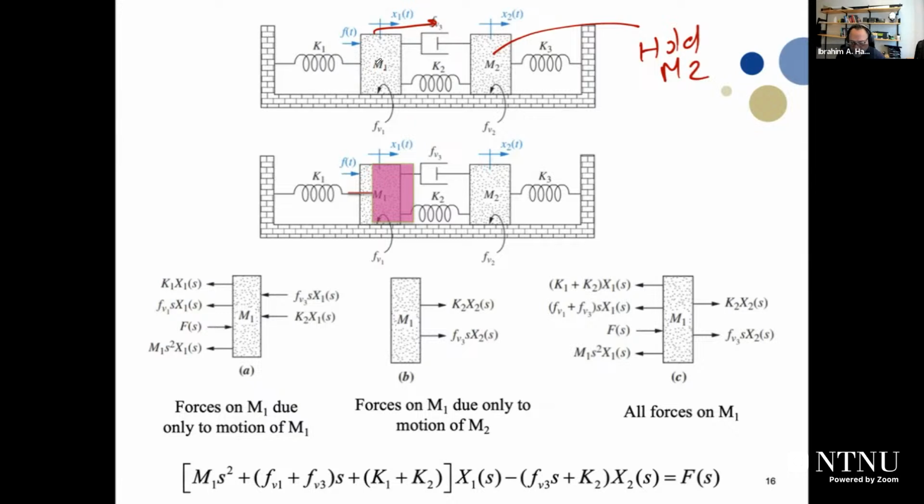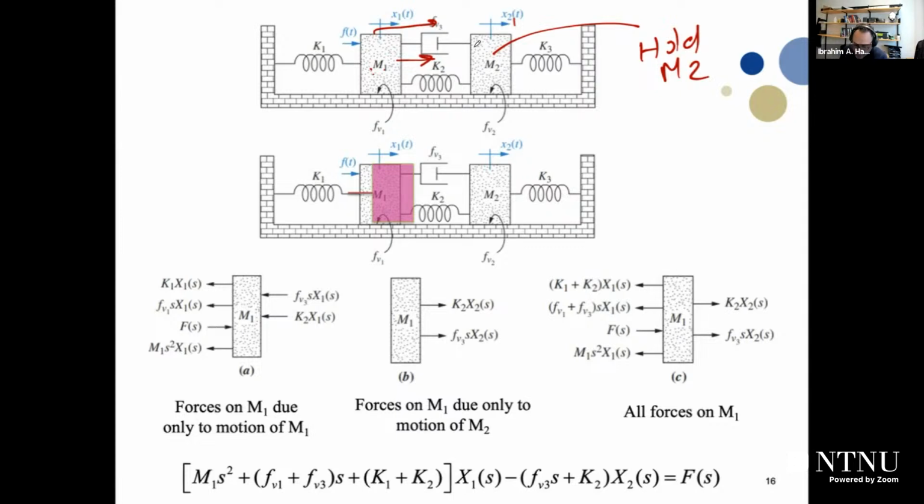First of all, when we try to move M1 to that side, what will happen? This one will reject it. This spring will generate a force called K1 X1 of S. Because in fact, when we hold M2, X2 of S will be 0. But now we are moving M1 to the right side. So X1 of T will change. It will have a value.